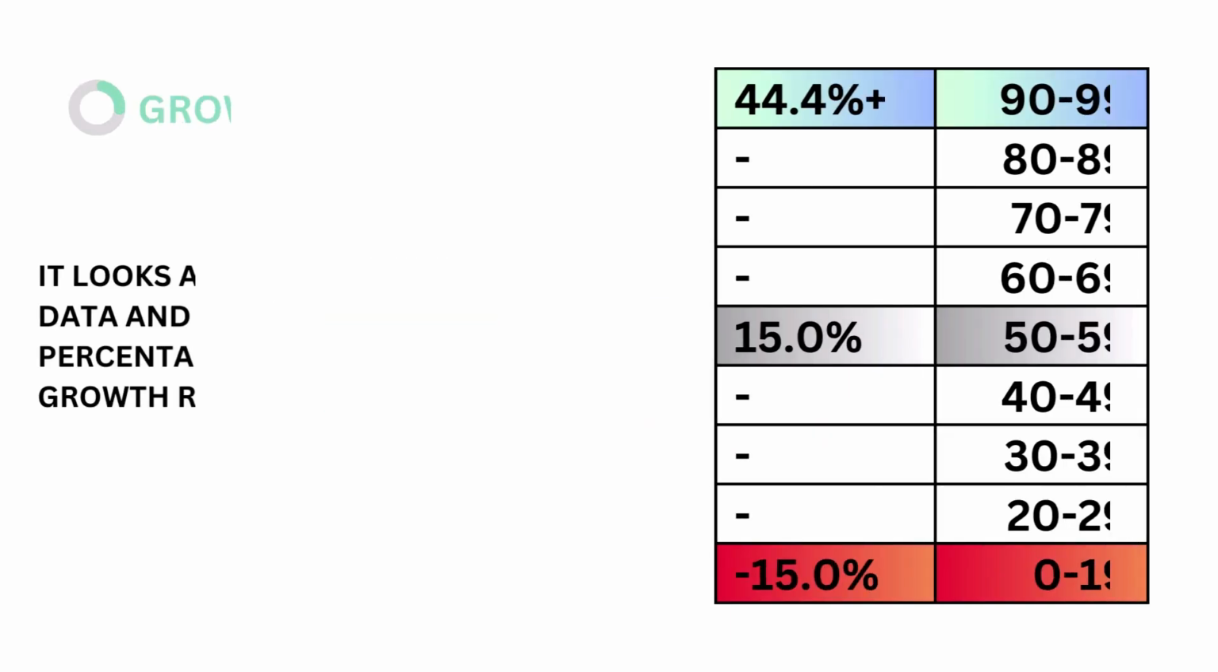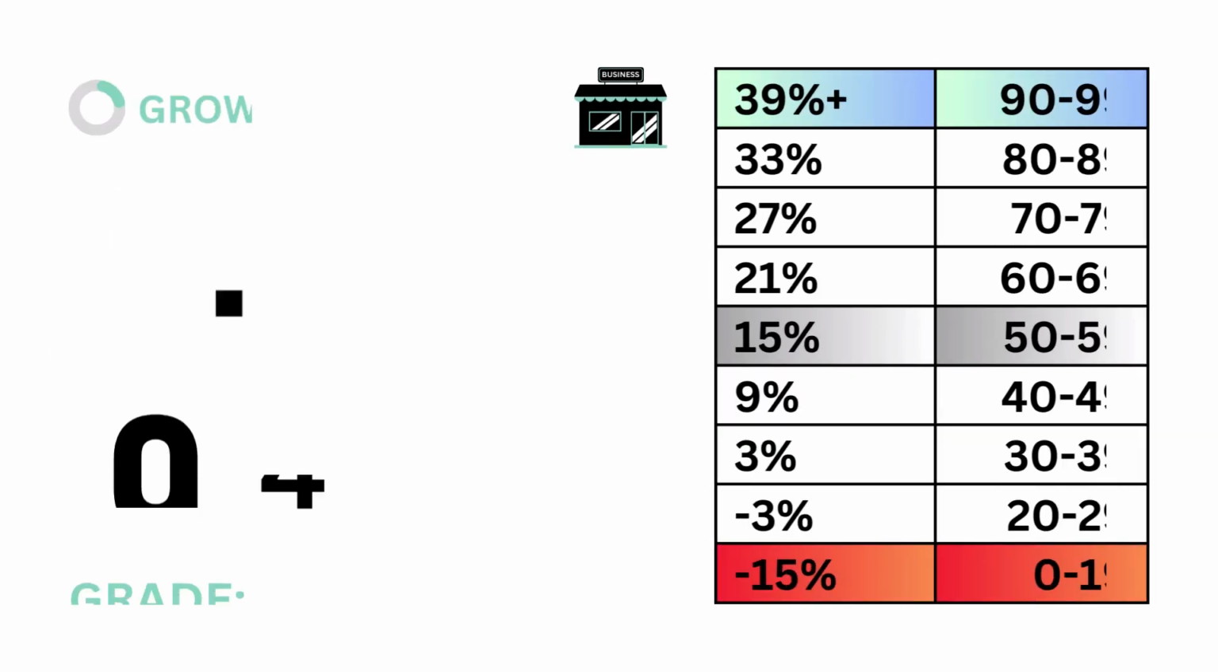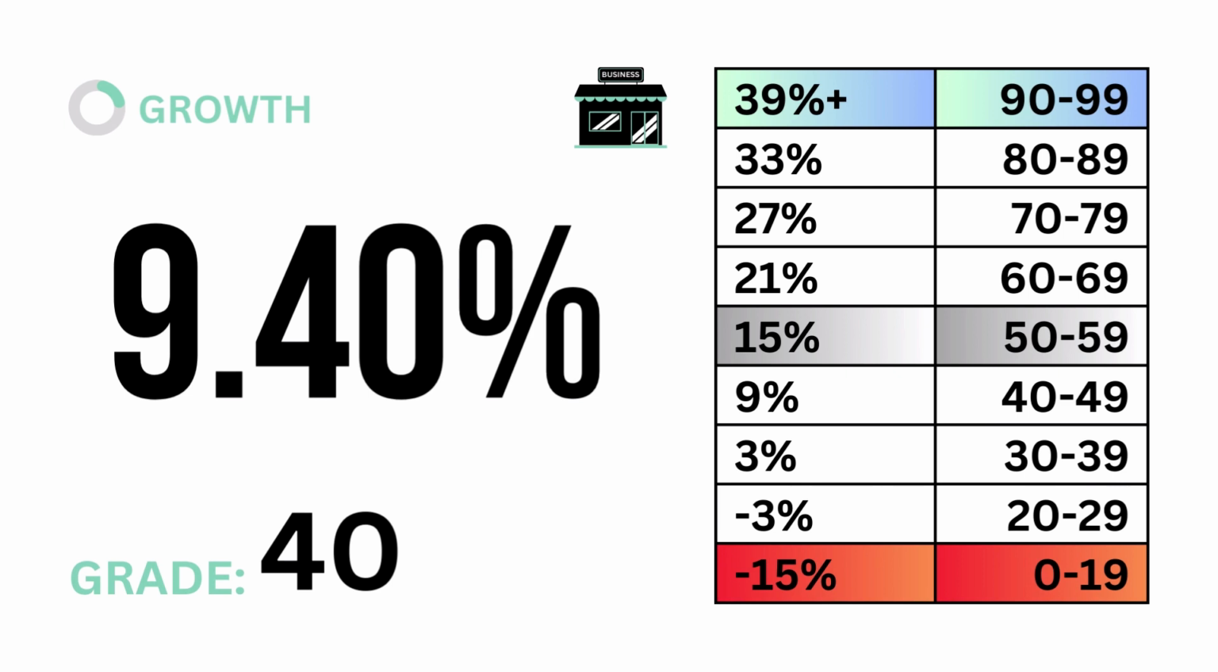Growth looks at all the company's growth data and optimizes it into a single percentage, giving us the long-term growth rate of the company. The models tell us that a growth rate of 15% is considered average. Here's our long-term growth rate and growth grade.